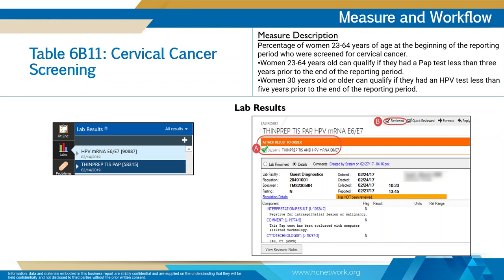This measure can be captured a couple of different ways. The first way is through lab results. Within the attached results or order, check the appropriate lab results linked to the order. Mark it as reviewed. This workflow will close the lab task and order event and make the patient compliant for this measure.